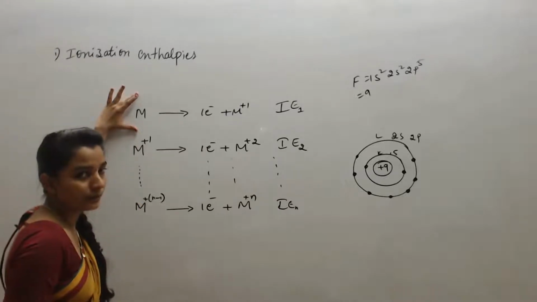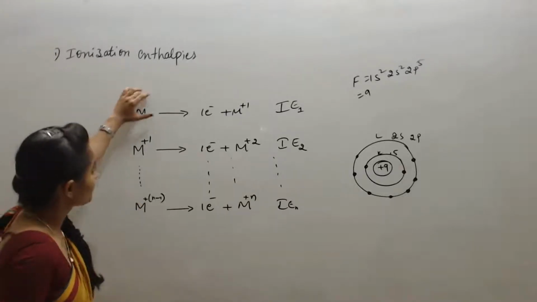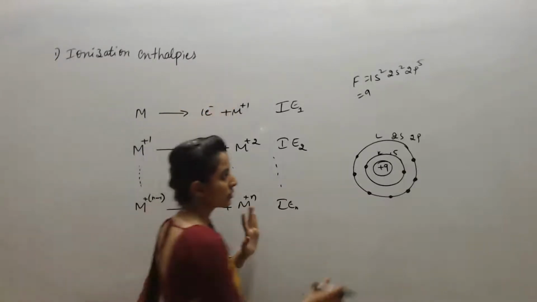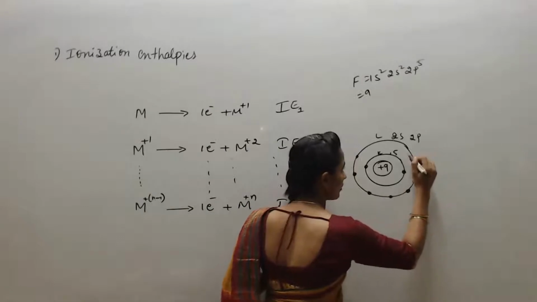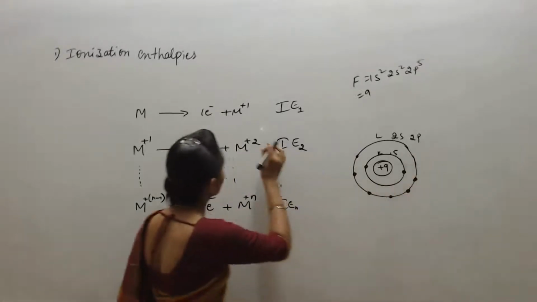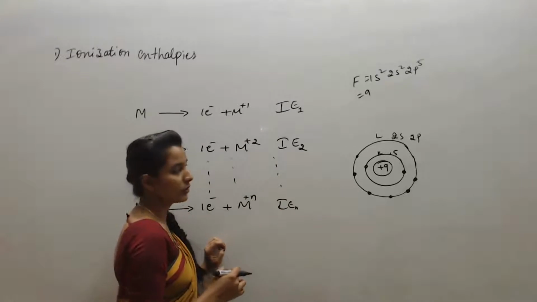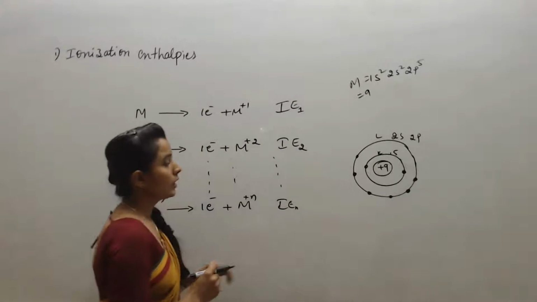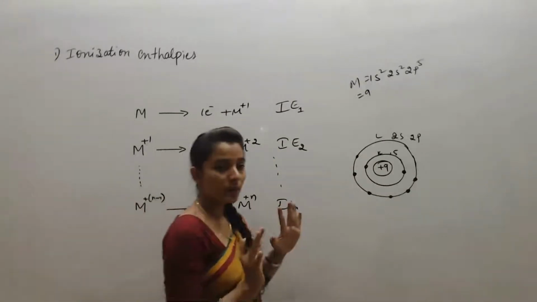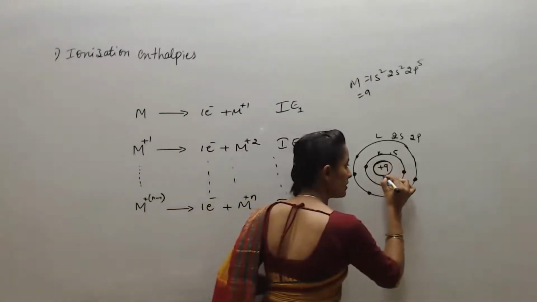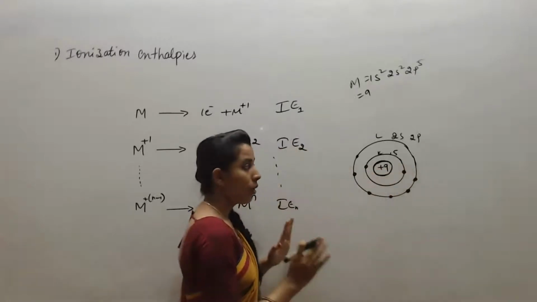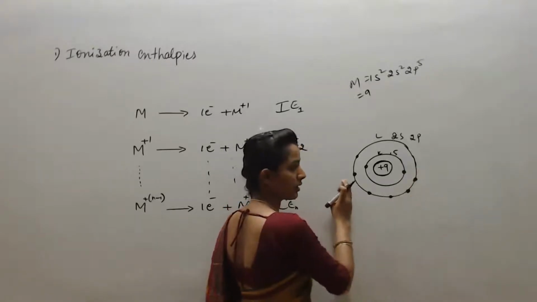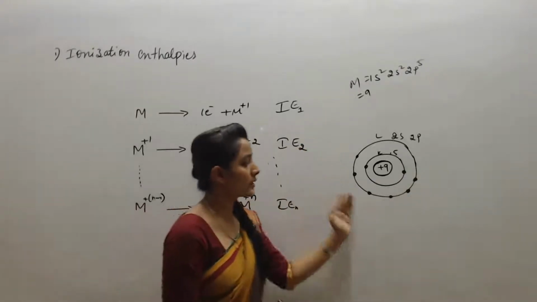So in this M, if one electron is removed, it will form what? A plus 1 charge. Instead of fluorine, assume this is M only. If it has a plus 1 charge, what happens here? The number of protons remains the same, that is plus 9 only. Only the number of electrons will change. First 7 electrons were there; after removal of 1 electron, 6 electrons are there.